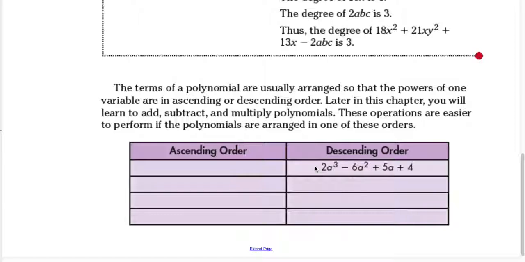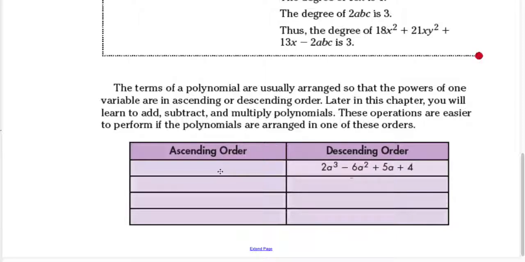The terms of the polynomial are usually arranged so that the powers of one variable are in ascending or descending order. So later in this chapter, you will learn to add, subtract, and multiply polynomials. These operations are easier to perform if the polynomials are arranged in one of these orders. So again, you need to arrange your polynomials in ascending or descending order to be able to add and subtract polynomials a lot easier.